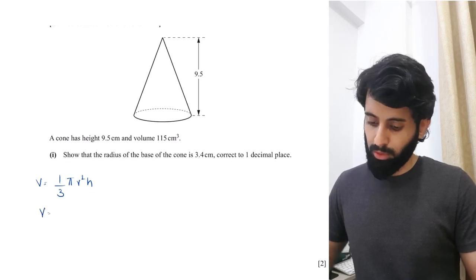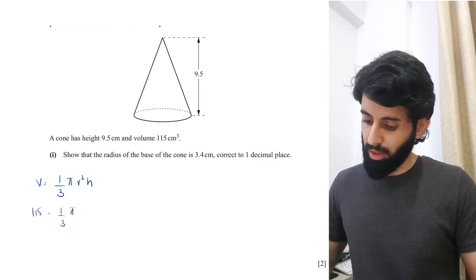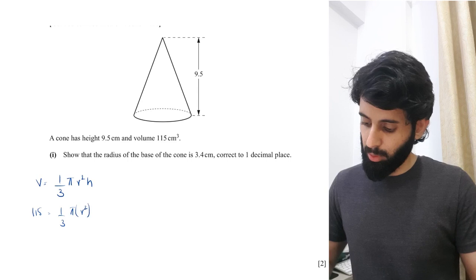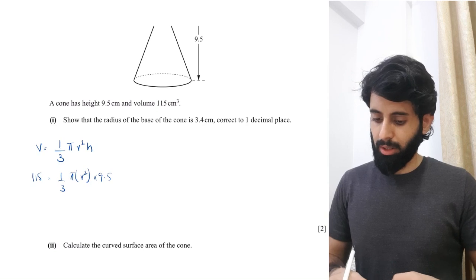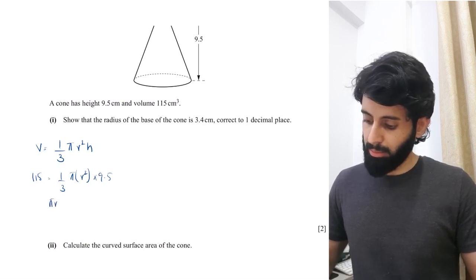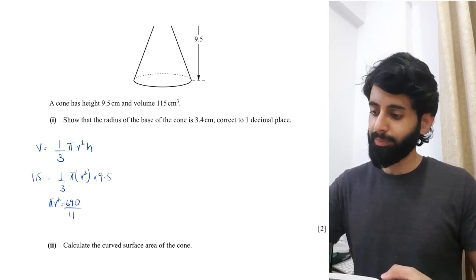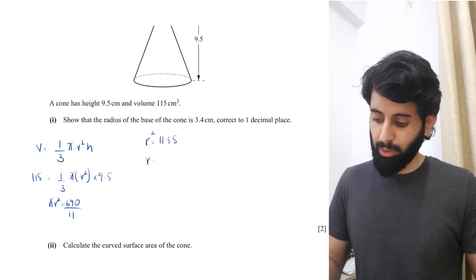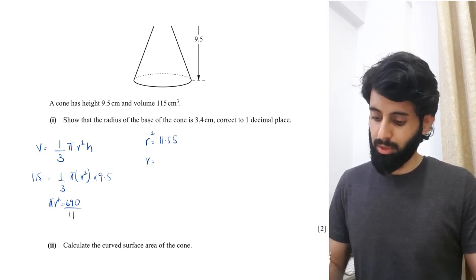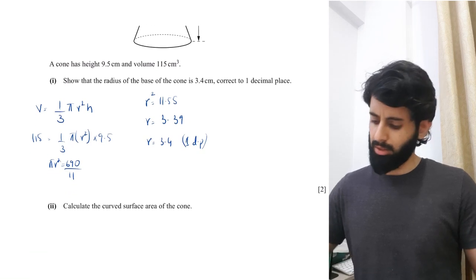So I'm going to do volume. Since I already know the volume, I'm going to replace it with 115 is equal to 1/3 into pi into r square into 9.5. So let's work this out. I'm going to do 115 times 3 divided by 9.5. So here's what I'm looking at: pi r square is equal to 690 over 19. Then I'm going to divide this by pi, and then r square is equal to 11.55 something. That means if I want the value of r, I'll take the square root of the answer, which gives me 3.39. I'll write 3.39, and then I'll show that this is equal to 3.4, correct to one decimal place. So easy does it.